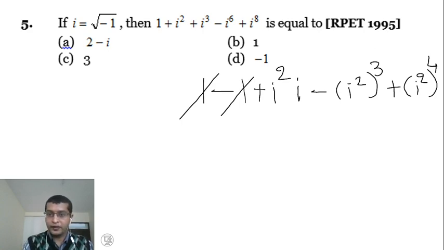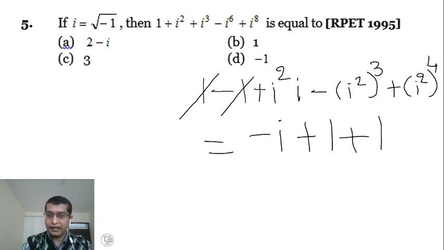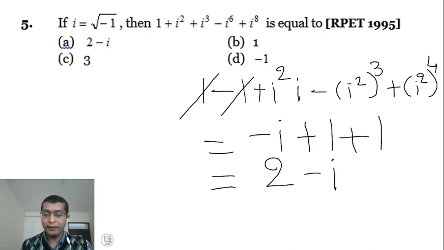So we get i square is minus 1, minus 1 into i, minus i. And i square is minus 1, this is outside minus, i square is minus 1, minus 1 raised to 3, odd number, so it is minus 1, minus into minus, plus 1 we get. Next further, i square is minus 1, minus 1 raised to even number, it is a plus 1. So further we can simplify this, 1 plus 1, it is 2 and minus i as it is. Therefore 2 minus i is the answer, therefore correct option is A.